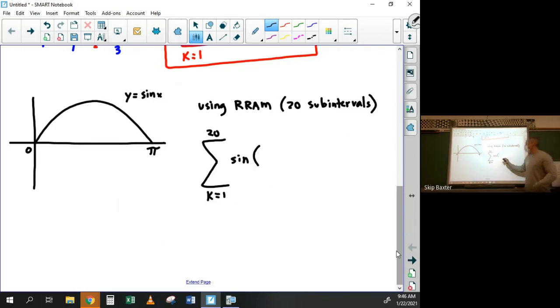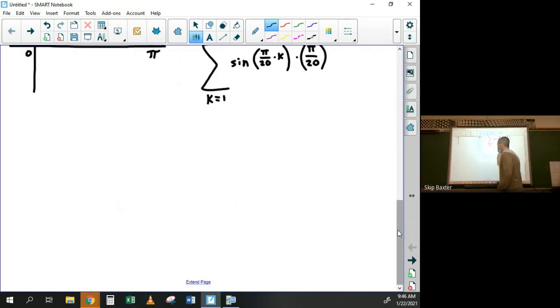Pi over 20. So I just want to take the sine of pi over 20 times k. That wasn't too hard, right? Even though it was a weirder function and more subintervals, it's still pretty easy. The width of each rectangle is pi over 20. There, I'm done. That was kind of easy. Let's do a harder one. I thought that one would be harder. It's not.